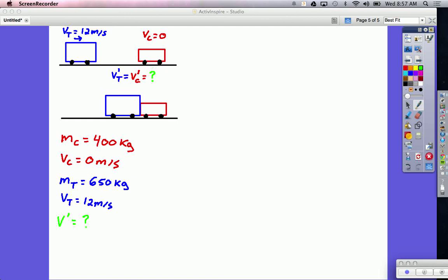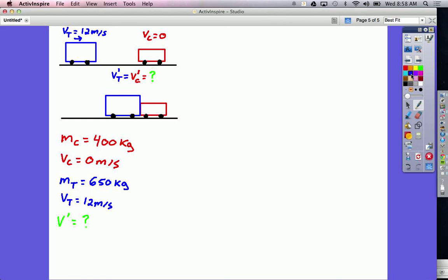Problem. We have an inelastic collision where you are sitting in your car and a truck drives up behind you, rear ends your car, and the two of you move off as one large object after the collision. We know initially the truck is going 12 meters per second, we know the car is not moving at all, and we do not know the speed after the collision, and that's what we are trying to find. This is a conservation of momentum problem.